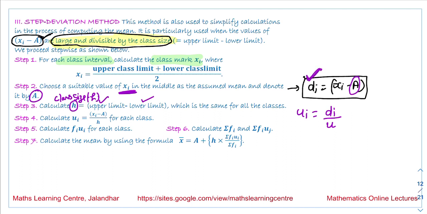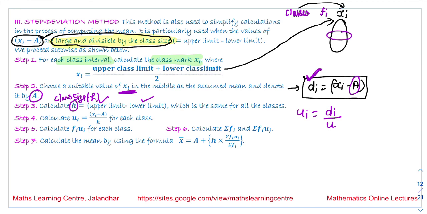Now what we have is, first of all, we are given classes, and we are given the value fi. From these classes we are going to calculate the value of xi by using this formula, that it is the midpoint of these classes. If these values are large, we are going to assume a value over here as a, and we are going to calculate the deviation as xi minus a. These are the deviations. Now we obtain some values over here. Corresponding to the classes that are given, we can calculate the class size, that will be the same for all these values, h.